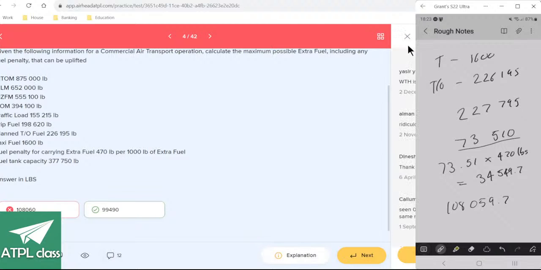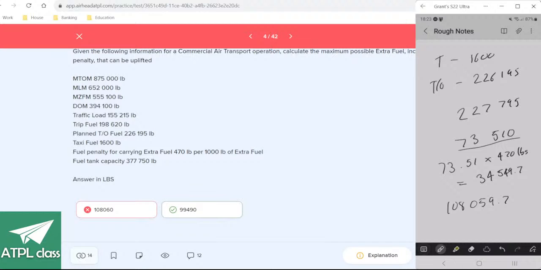Let's see what comments are saying. What the hell is this question? Yeah. Let's see this. Looks like it's laid out well. Tricky one.